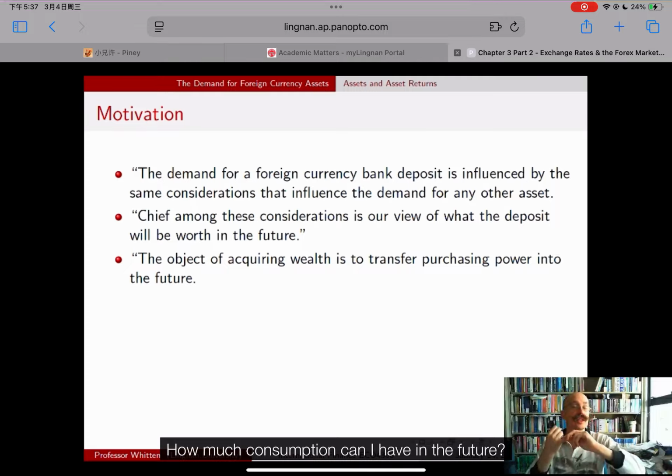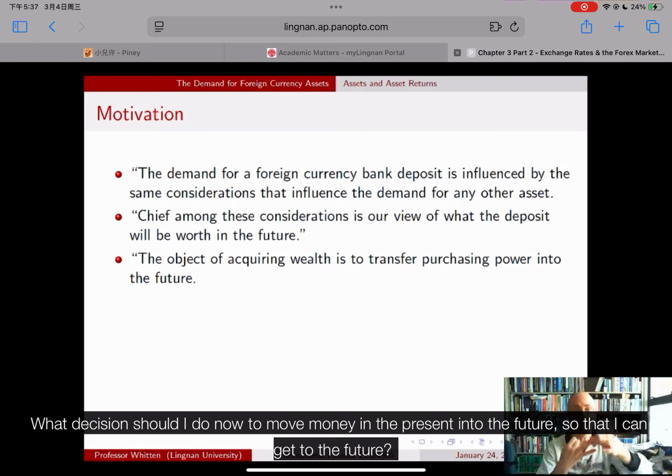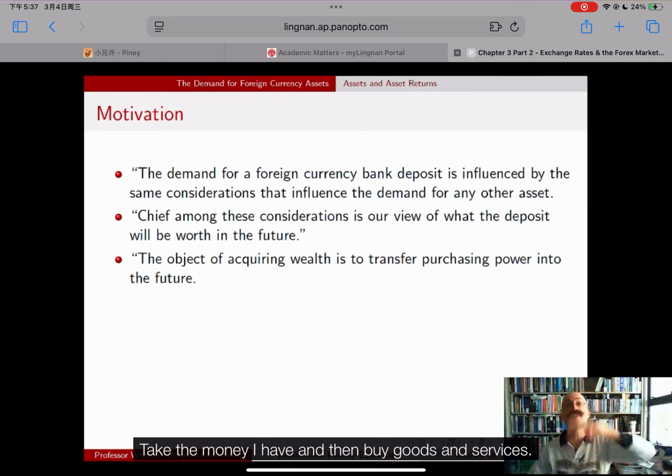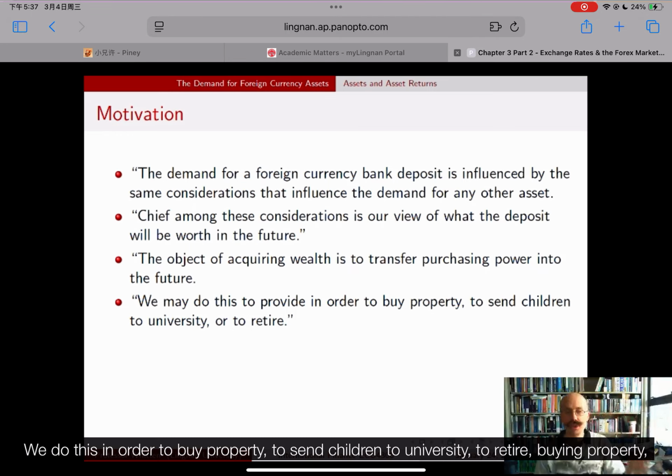how much consumption can I have in the future? What decision should I make now to move money in the present into the future so that I can get to the future, take the money I have, and then buy goods and services? We do this in order to buy property, to send children to university, to retire.